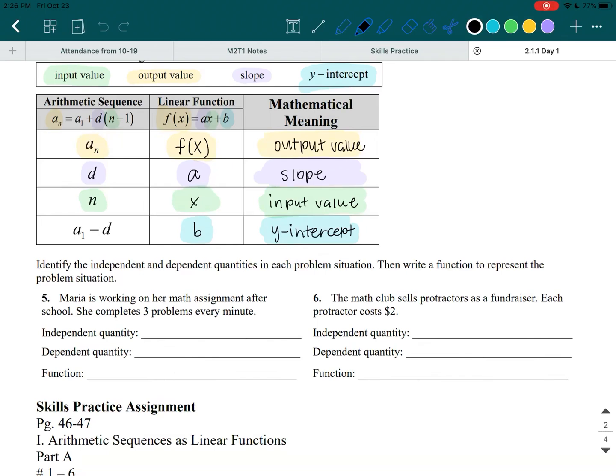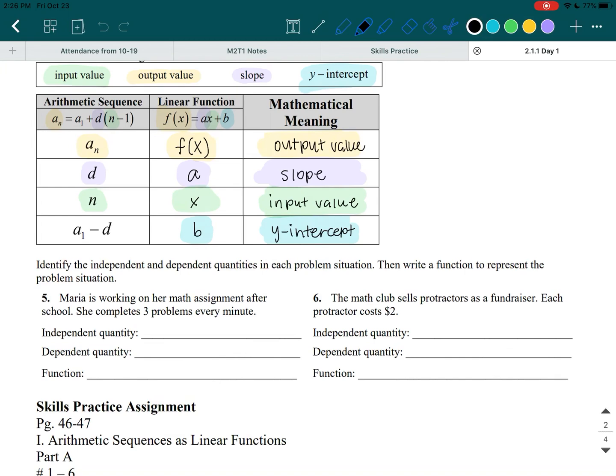Alright, so now we're on to the next section, which is to identify the independent and dependent quantities in each problem situation. Then, write a function to represent the problem situation. So we have here that Maria is working on her math assignment after school. She completes 3 problems every minute.